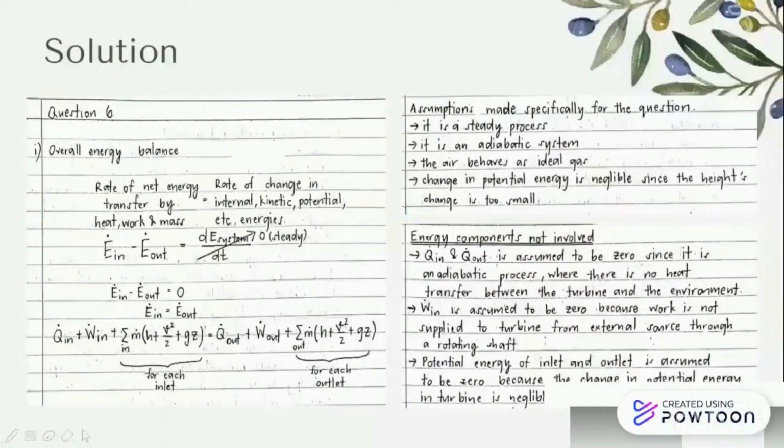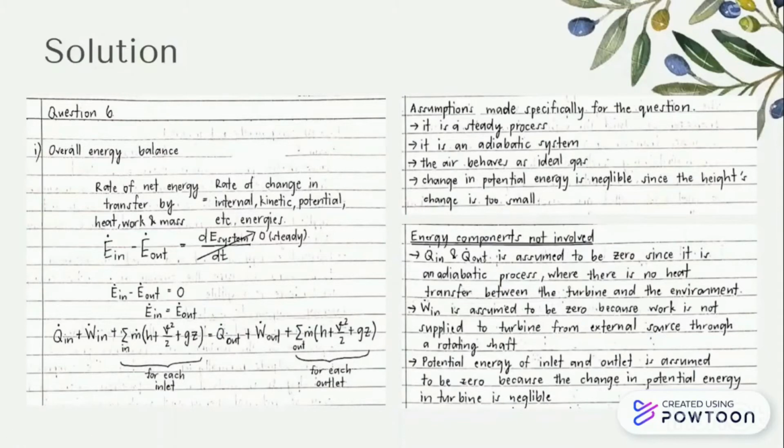For this question, we know that the rate of net energy transfer by heat, work, and mass is equal to the rate of change in internal, kinetic, and potential energies. So the assumptions made are: it is a steady process, an adiabatic system, the air behaves as an ideal gas, and the change in potential energy is negligible since the height change is too small.